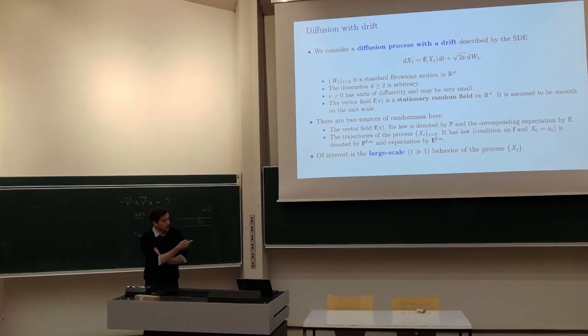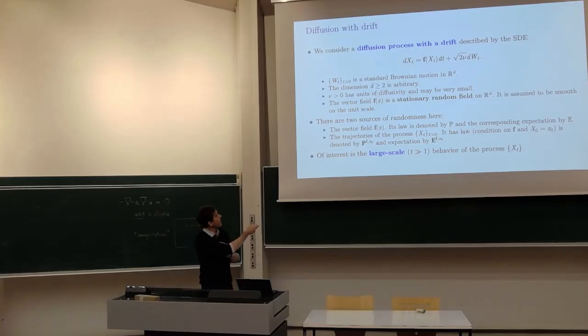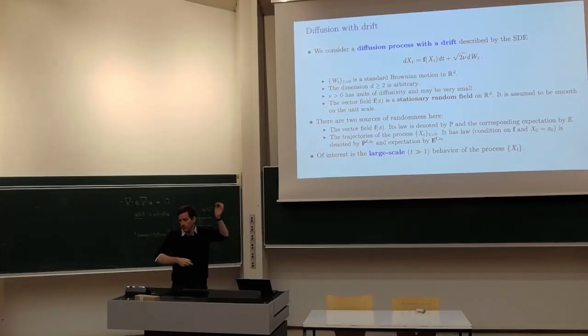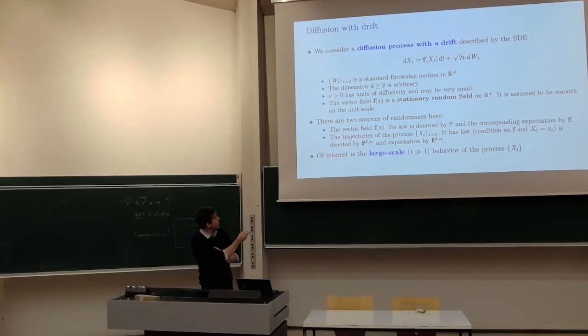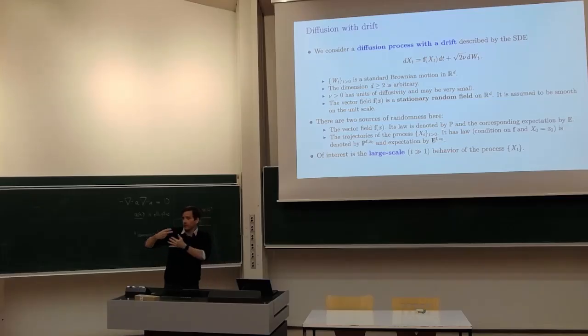Okay? So that's first, and it's going to be itself random. So I have two sources of randomness going on. I have randomness in the Brownian motion paths, which tell me which of the paths my SDE takes. But I also have randomness in the choice of the vector field, which is kind of the first randomness. You first choose the vector field.